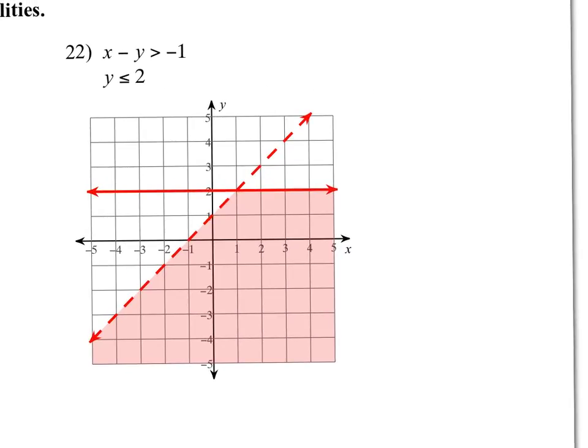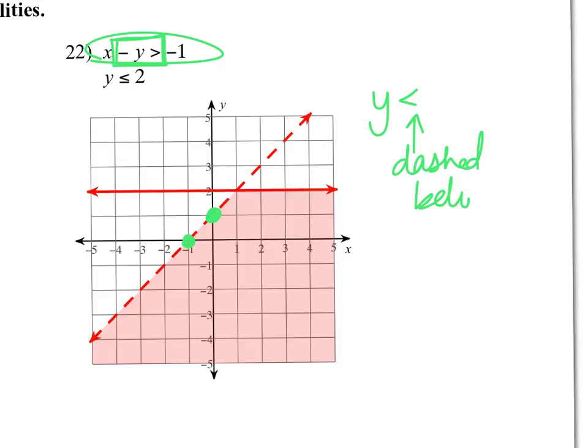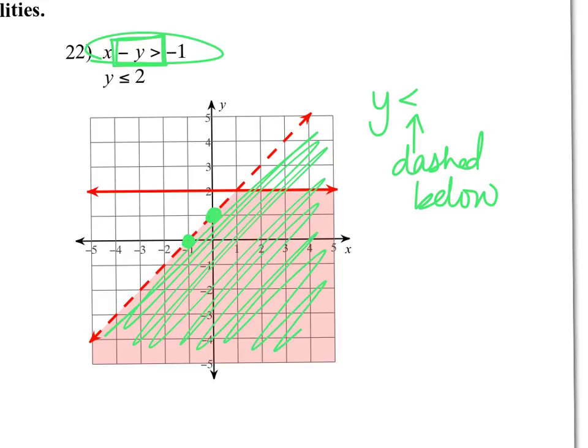22 is very similar. On the first part though, some of you I think are going to get tripped up on this. You can find your two intercepts. The x is going to be at -1 if we cover up, the y is going to be at +1. And remember, because the sign in front of the y is negative, it's actually going to flip my symbol around. So that's going to give me y is less than, which means I need to do dashed, and I need to do below this time. So that's why this line is going to be shaded below.